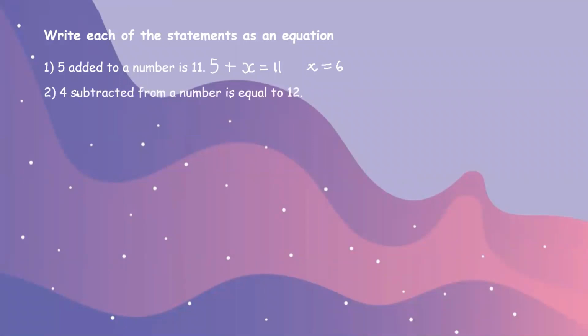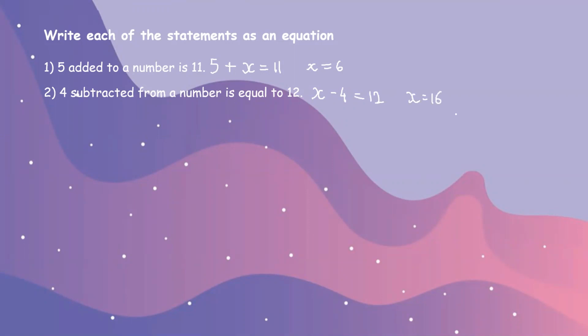We have another one. 4 subtracted from a number is equal to 12. Remember, 4 subtracted from a number. So 4 cannot come first, right? There's a large number, which is the largest in the equation. 4 is subtracted from that number and 12 is the answer. So x minus 4, because 4 is subtracted from a number. So x minus 4 will give you 12. Do you know what x is here? Of course, x is 16. So 16 minus 4 will give you 12.